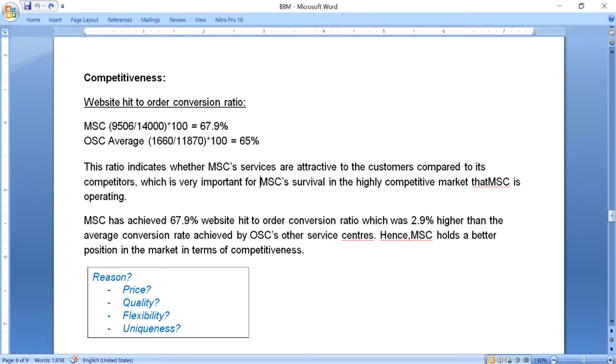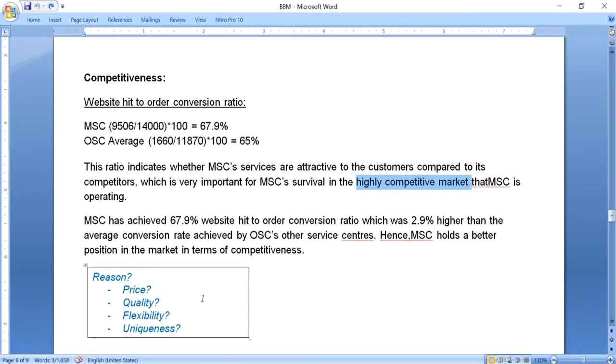Okay, and then remember, we need to justify. So that means this ratio indicates whether MSC's services are attractive to the customers compared to its competitor, which is very important for MSC's survival in the highly competitive market. Okay, so why did I mention the highly competitive market?